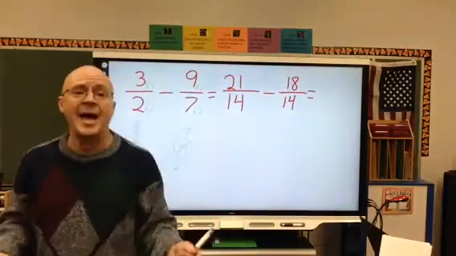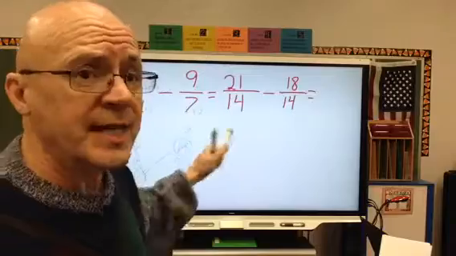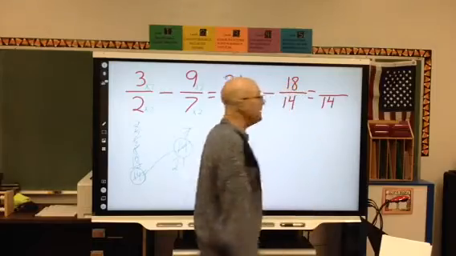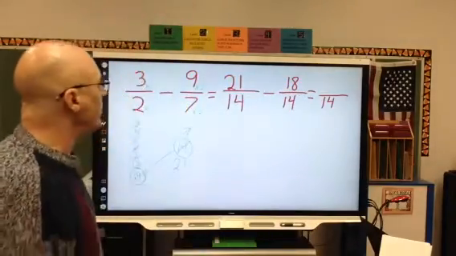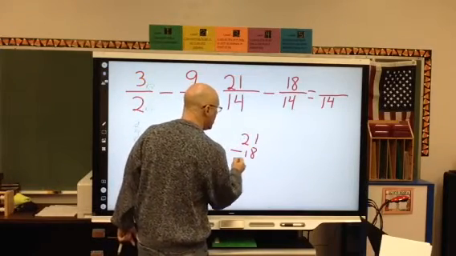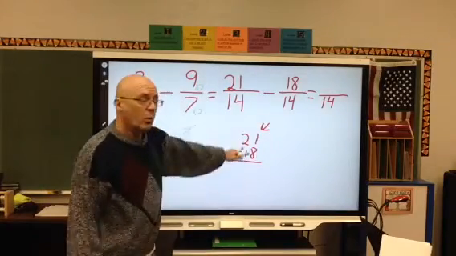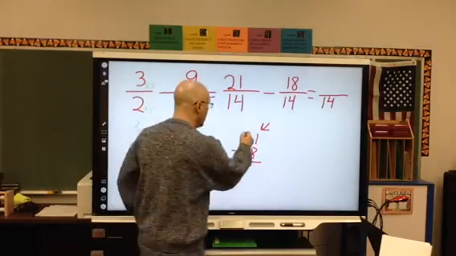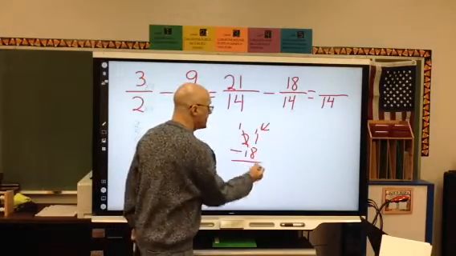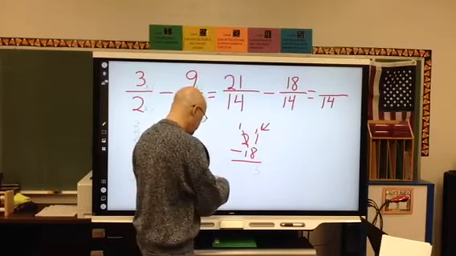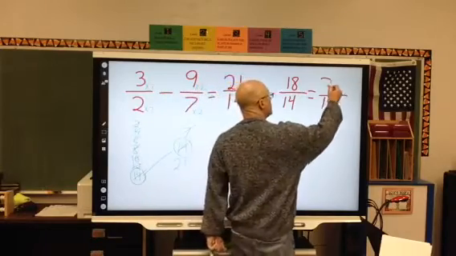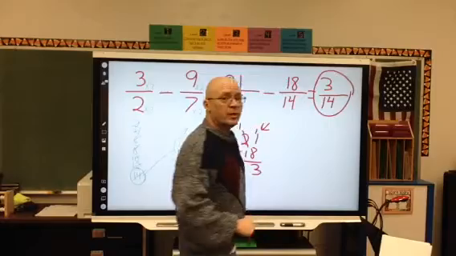Now, when we subtract or add fractions, the denominators stay the same. So my answer is going to be 14 here. And what is my numerator going to be? I take 21 and subtract 18. You start at the top of the ones, right? 1 minus 8, I cannot do that. I have to borrow, make that a 1, that 11. Now I've got 11 minus 8. That's 3. Oopsie. What happened? And 1 minus 1 is 0. My answer to number 2 is 3/14.